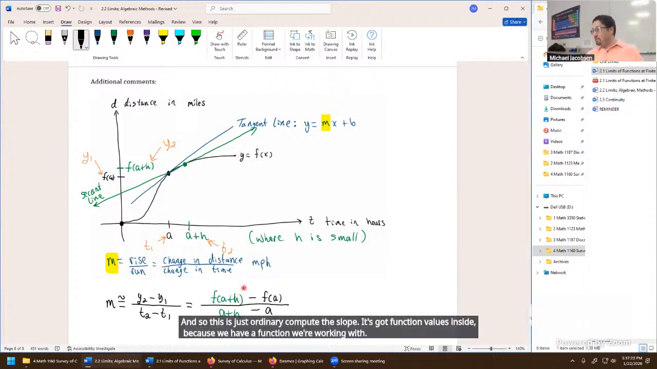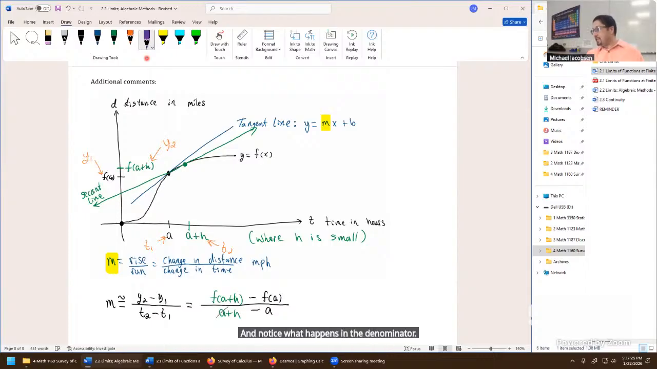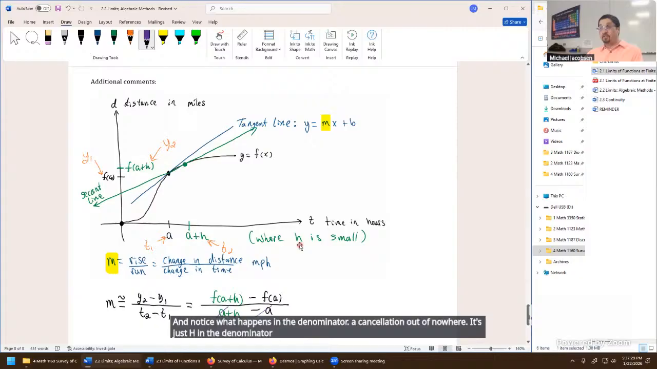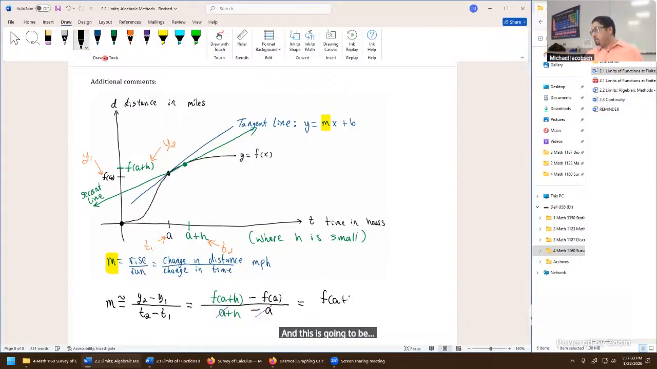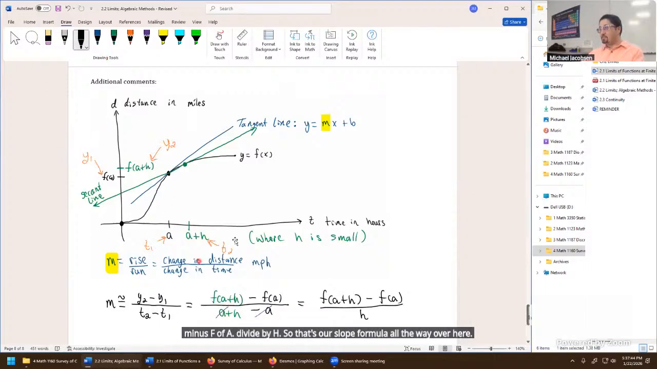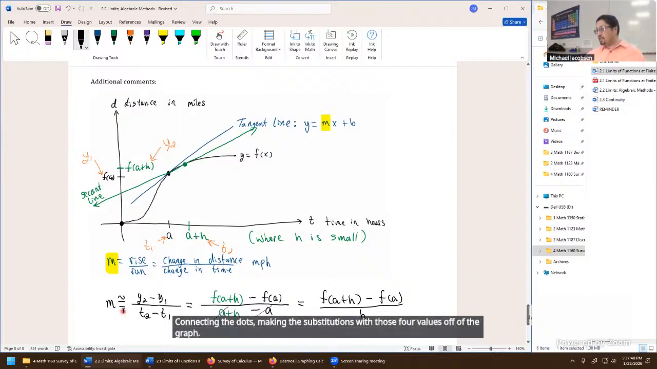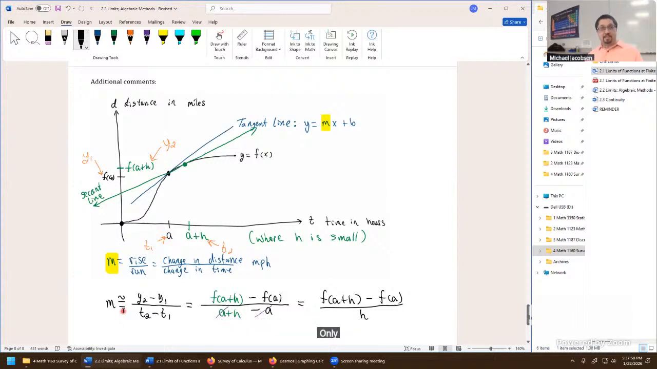And notice what happens in the denominator. A cancellation out of nowhere. It's just h in the denominator, which we think of as a small value. And this is going to be f at a plus h minus f of a, divided by h. So that's our slope formula all the way over here, connecting the dots, making the substitutions with those four values off of the graph. Only problem is it's approximate.